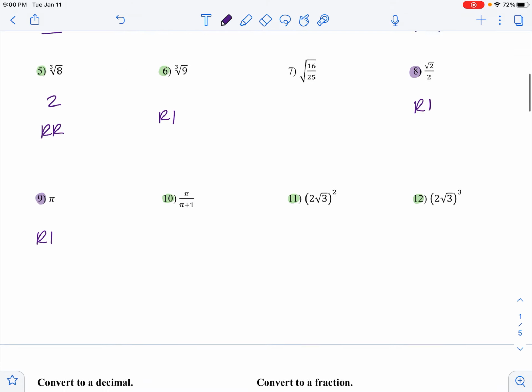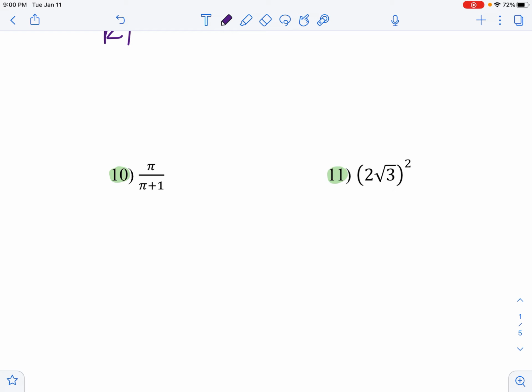I highlighted number 10 for a very specific reason. In this past chapter, we've been doing things like 3x plus 6 all over 3, and we split it up. You are only allowed to do this when there's one thing on the bottom, or I guess if there's more than one thing on the bottom you can divide, but you always have to divide by the entire bottom. So there is no splitting up of number 10. There's a pi involved, and so immediately I think this is probably real irrational.